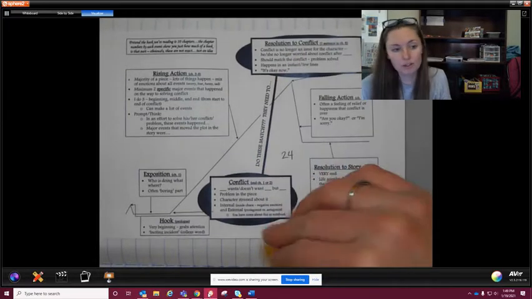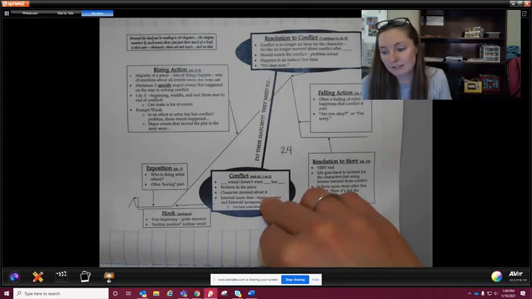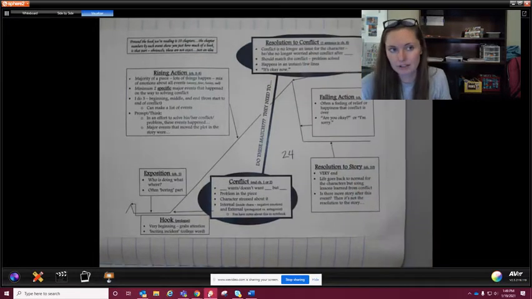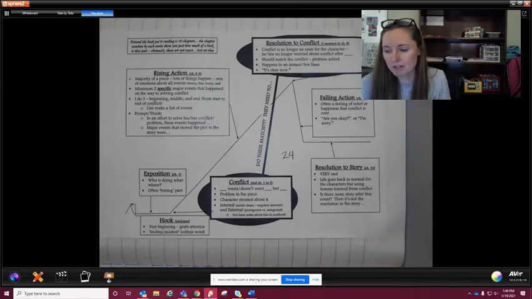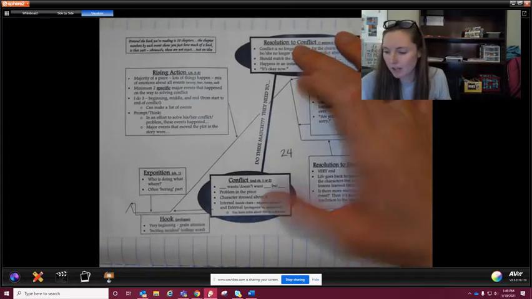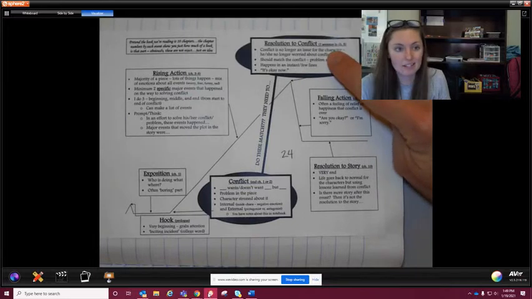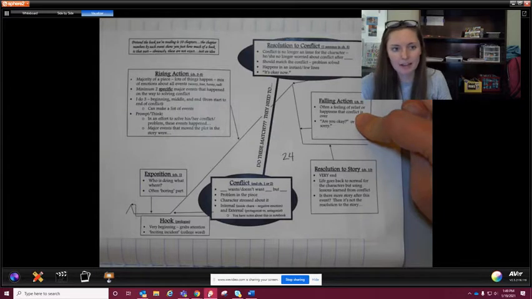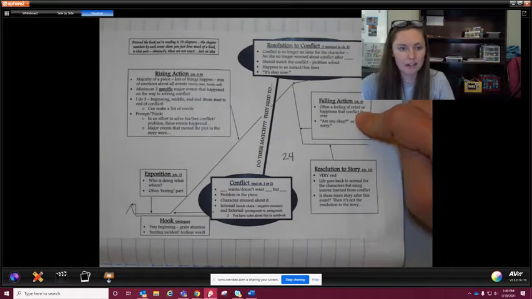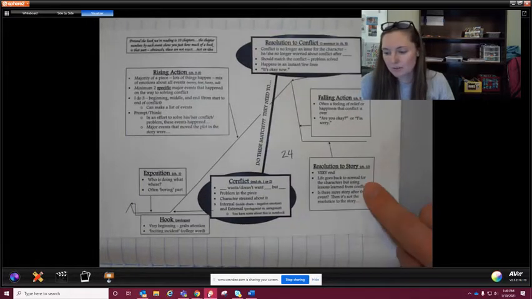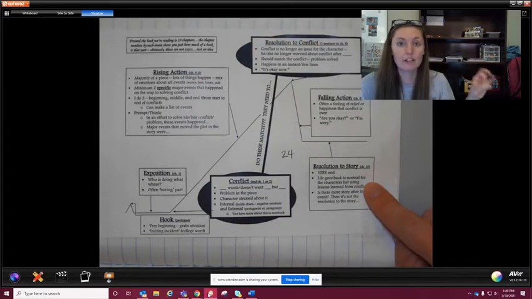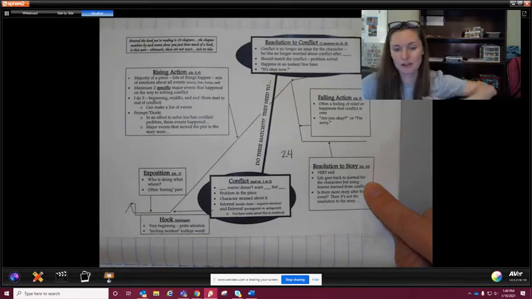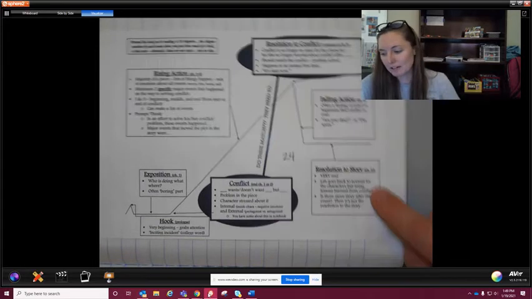So if the character wants this, but this is in the way, did the character get that? And how do they get that, that kind of thing? Make sure those things match. It's very important. All right, then after the resolution of the conflict is made, we get into the following action. This is the, okay, is everyone okay? Are the characters fine? Where's the story going? That kind of thing. So following action. And then you get to the resolution of the story. This is the very, very end. So what happens right before the story is 100% done. That's what you would write down here.